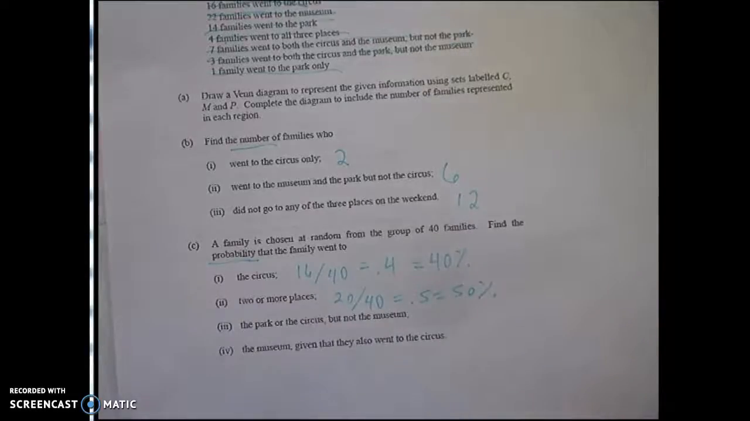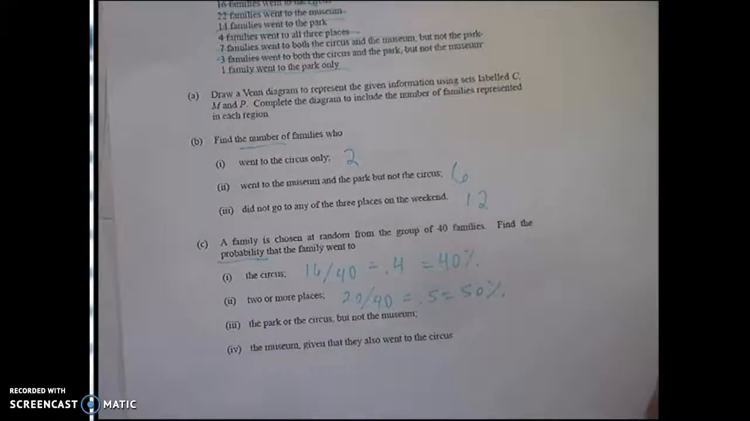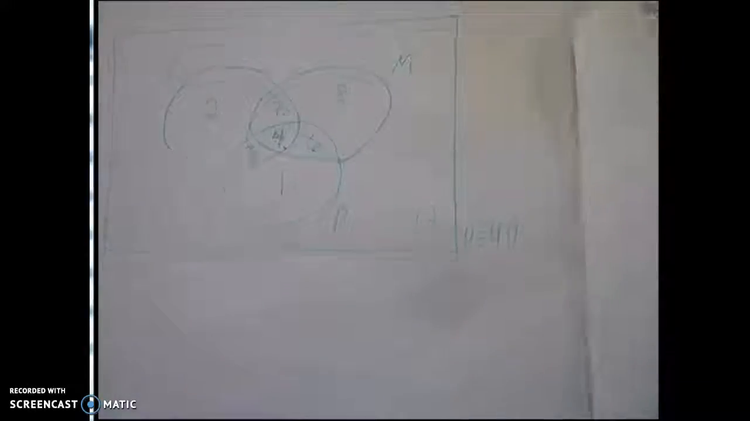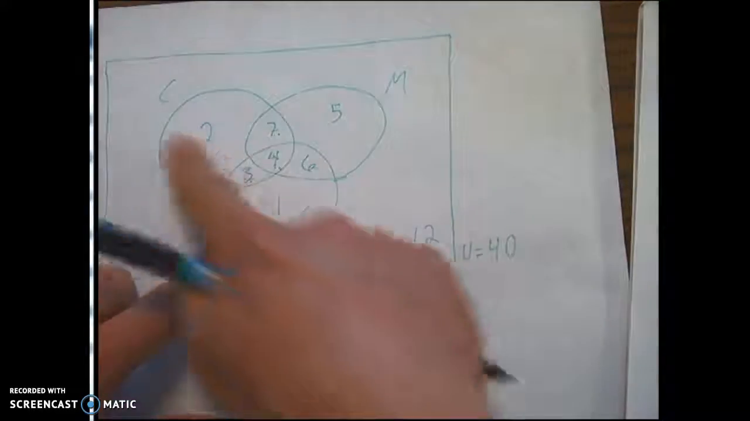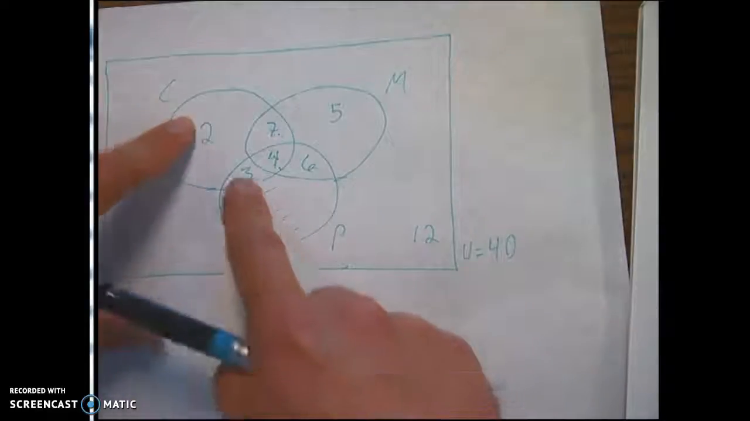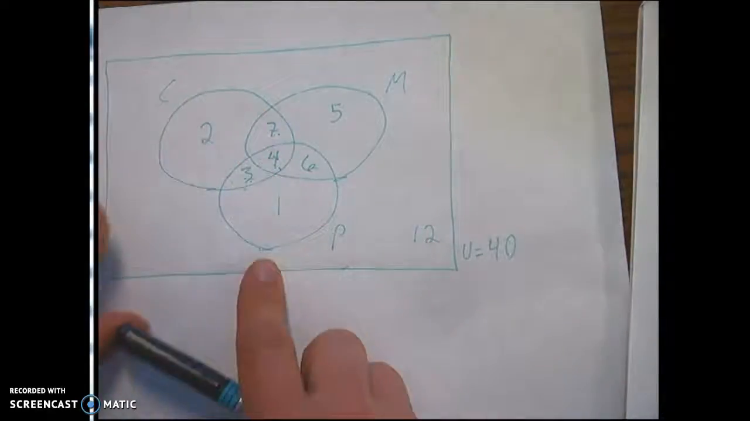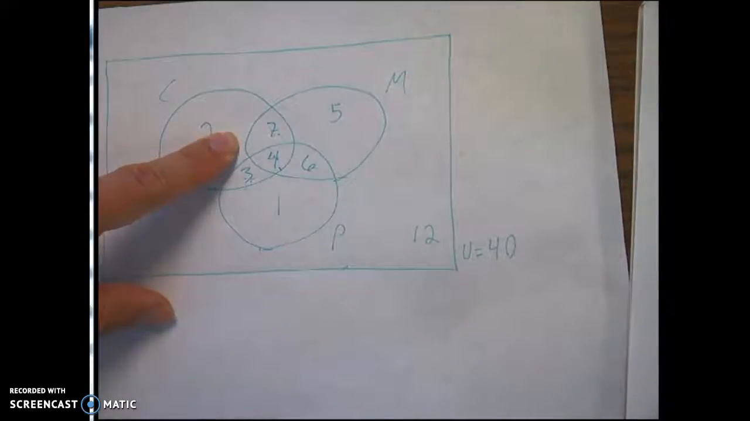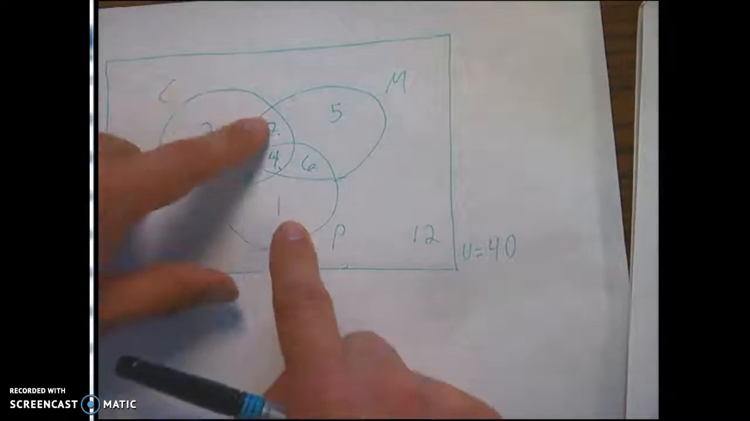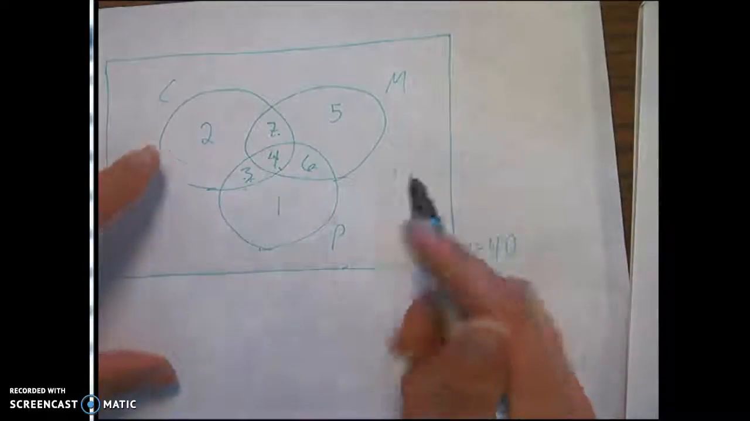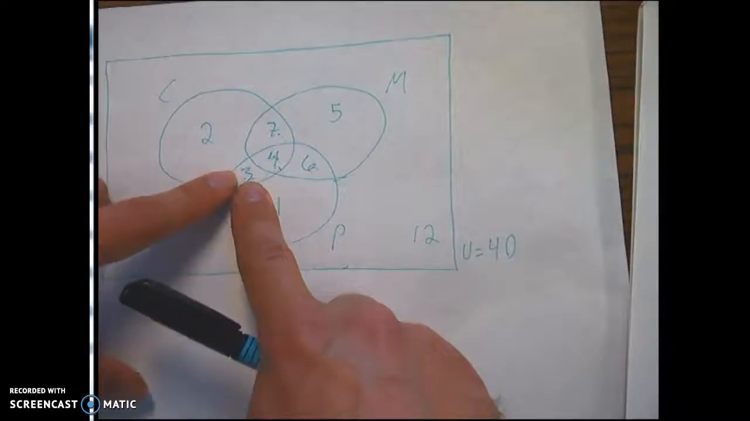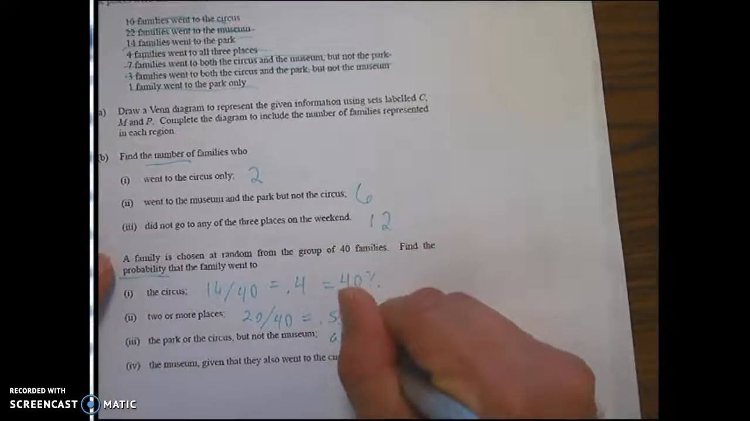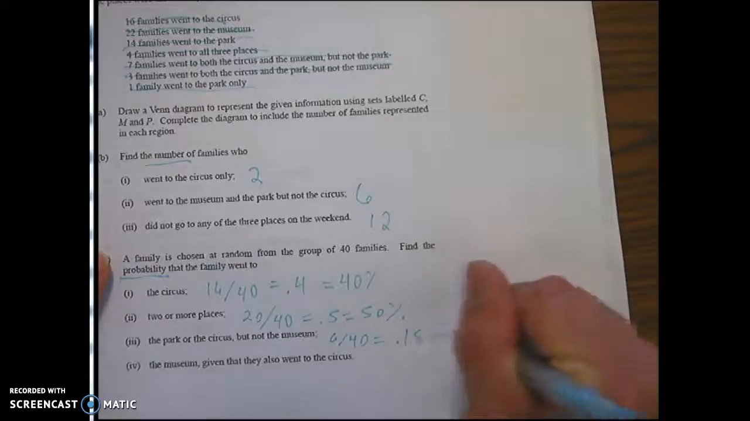Next, we're going to find the probability that they went to the park or the circus, but not the museum. So that word or means they went to the park or the circus, which is all 1, 2, 3, 4, 5, 6 of these sectors. That's what or means. It could be any one of these 6 sectors. But then they also say, but not the museum. So that's going to get rid of these 1, 2, 3 sectors. So park or the circus, but not the museum. So that's just this 1, this 3, and this 2, which means we have a 6 out of 40 chance of that happening, which is 0.15 or 15%.